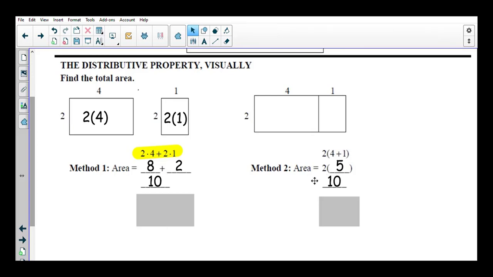The word distribute means to hand out, to give out. Everyone gets one. So if I'm distributing papers to the class, everyone is going to get a paper. So the distributive property basically says that this number that's outside the parentheses has to be multiplied by each term or each element inside the parentheses, like here, 2 times 4 plus 2 times 1.